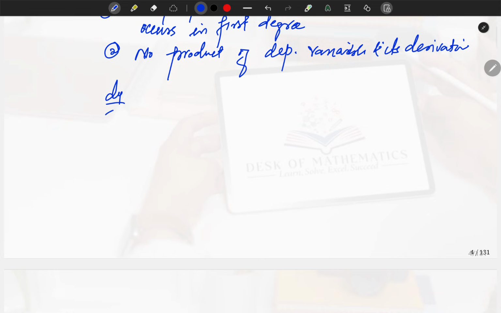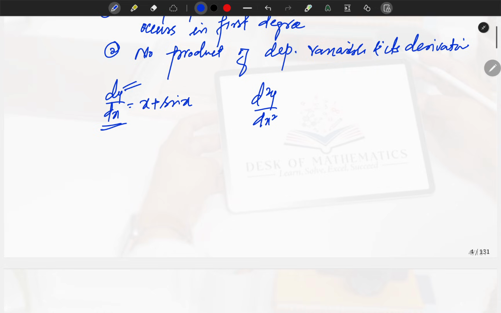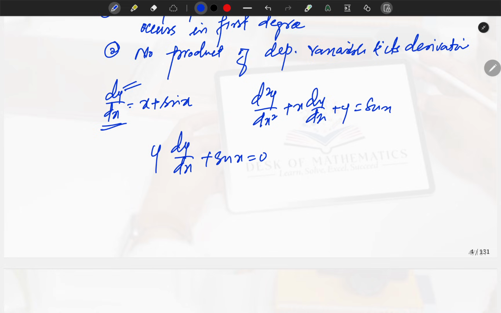They may give you a differential equation and ask whether it is linear or not. For example, dy by dx is equal to x plus sine of x. You can check that this one is linear because the dependent variable and its derivative are of the first degree. Similarly, d square y by dx square plus x dy by dx plus y is equal to sine of x. It is also linear. For example, y dy by dx plus sine of x is equal to 0 is non-linear because you have the product of the dependent variable and its derivative. So they may give questions like this.